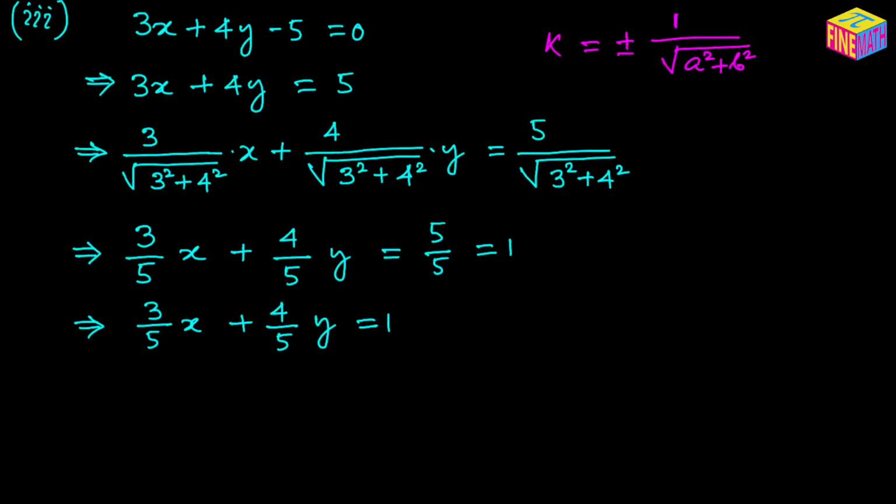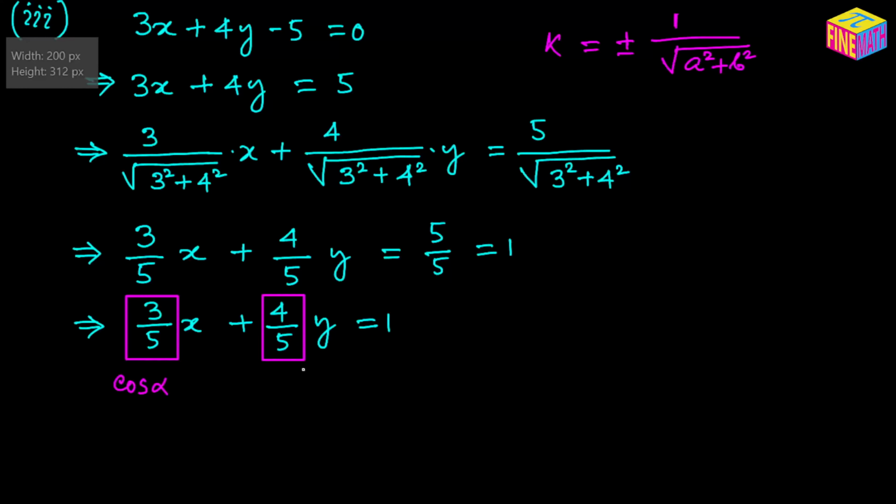And in this perpendicular form, what is the cosine of alpha? Well, cosine of alpha would be 3 over 5, which is positive 3 over 5. That would be the cosine of alpha. And what is the sine of alpha? Well, sine of alpha would be the positive 4 over 5, that is sine of alpha. And what is p? Well, p is actually positive 1, which is right here on the right hand side, so that is our p.